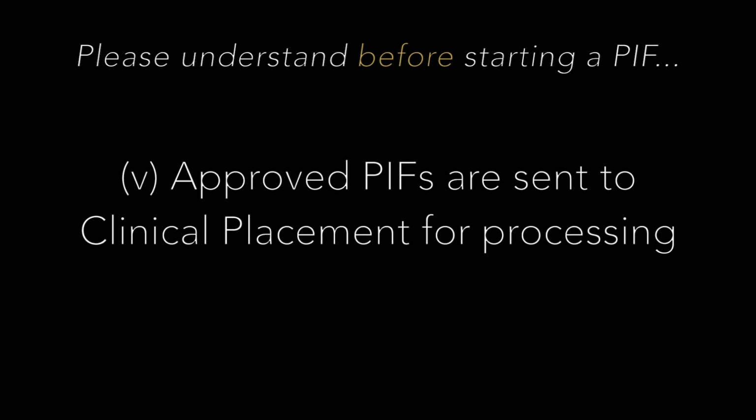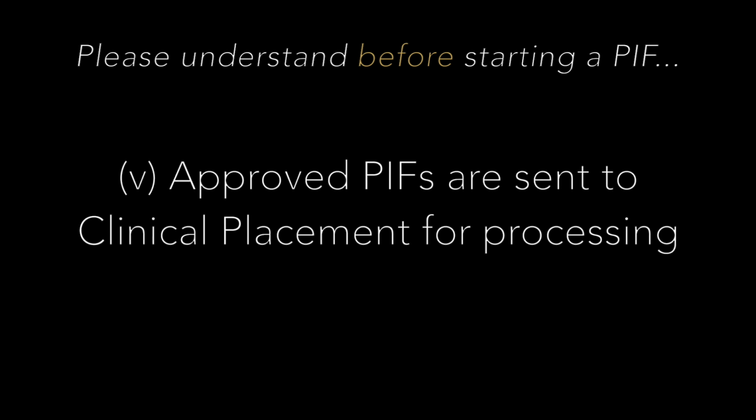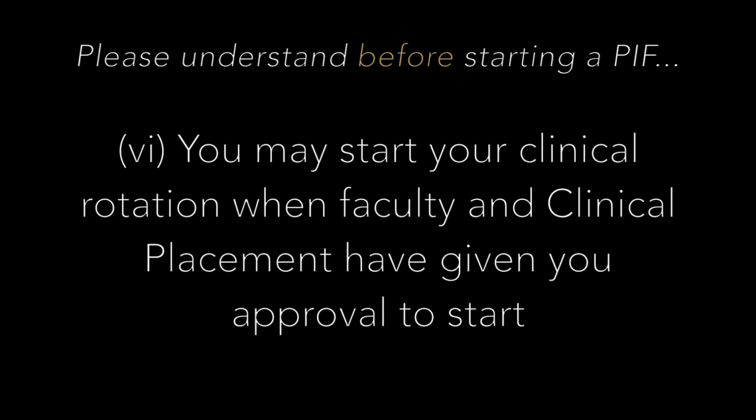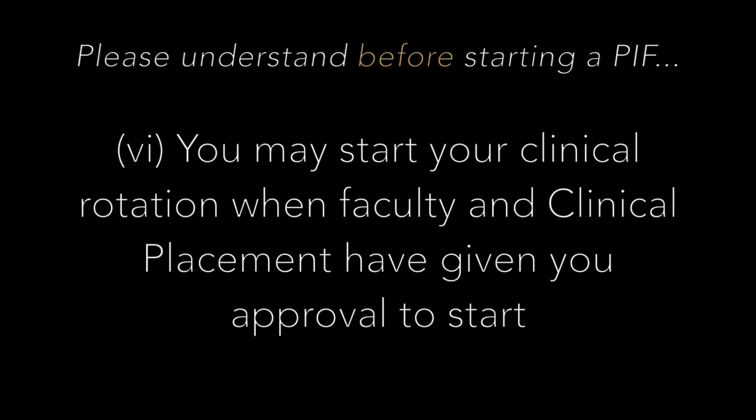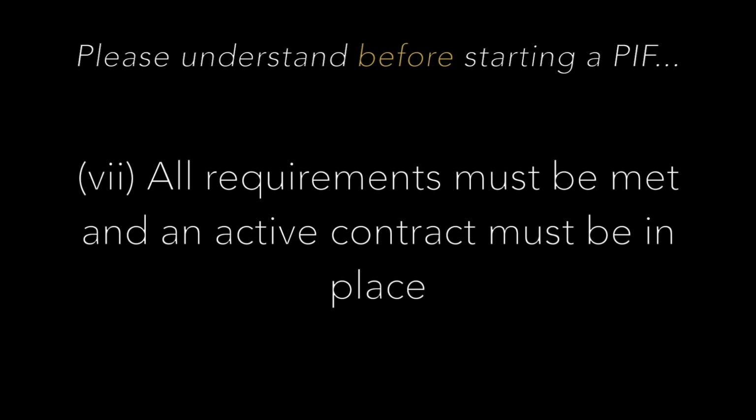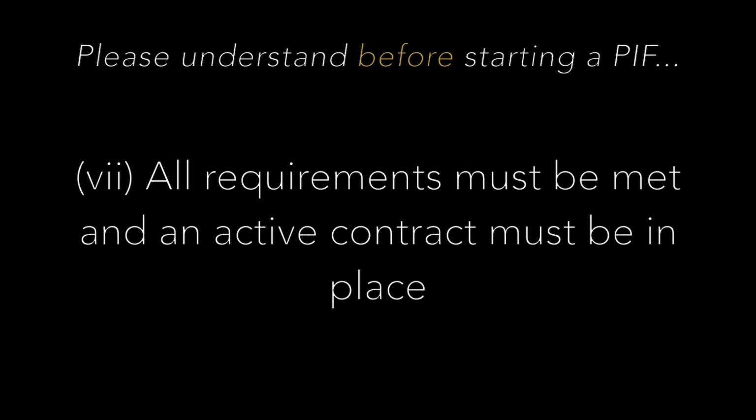Once faculty approve a preceptor information form, it is forwarded to the clinical placement department for processing. You are cleared to start your clinical rotation when faculty and clinical placement have given you approval to start. Clearance is granted when school and site requirements are met and an active contract is in place.